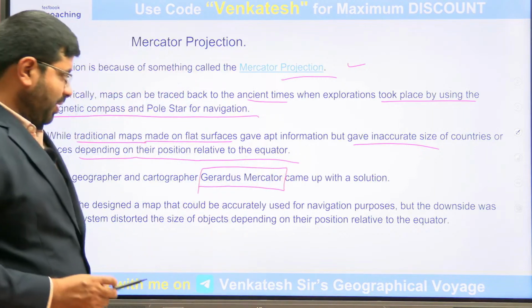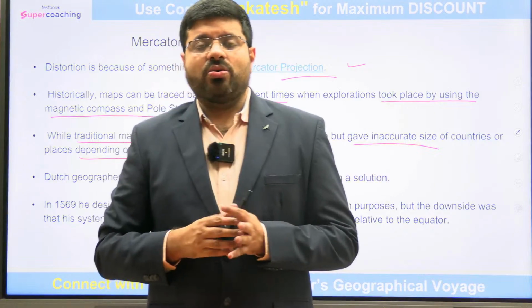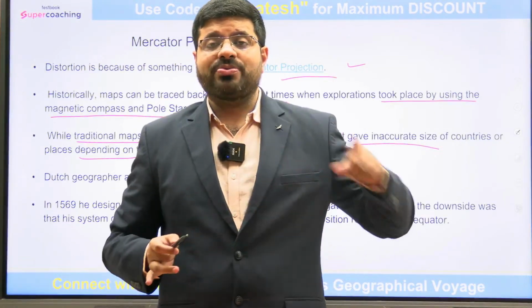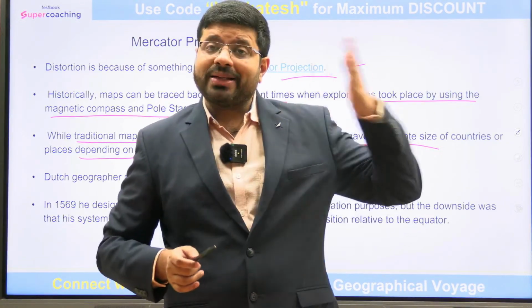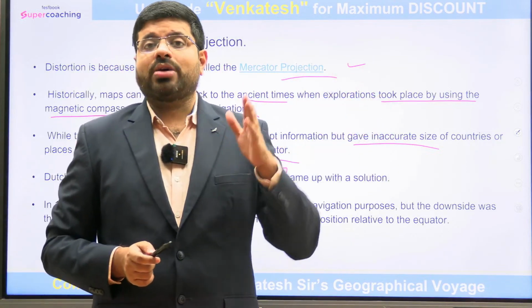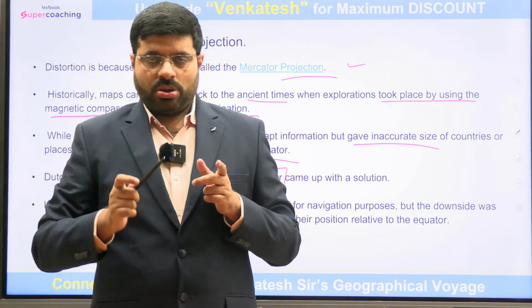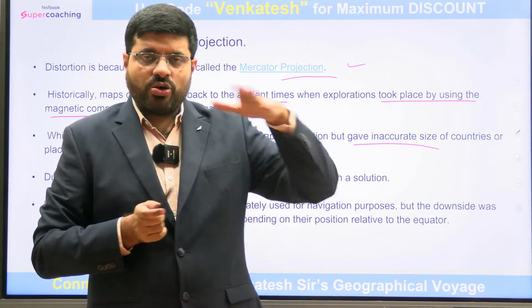Now, what is happening is, his objective was only to prepare maps for navigation. Back then, when ships used to travel, they traveled with respect to the compass. For example, you are moving from South America to Europe. There is a certain angle which you can show on a map, right?